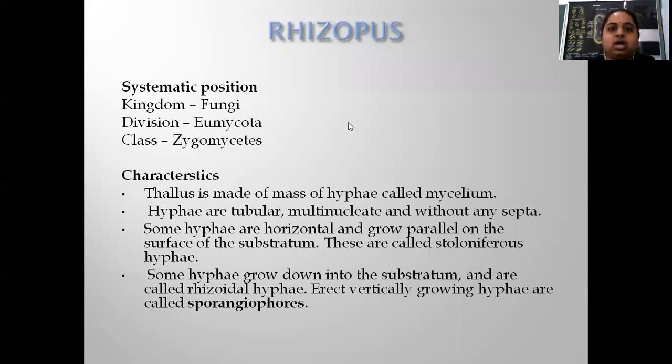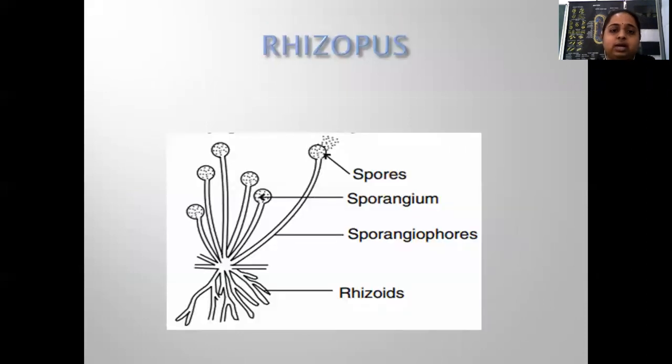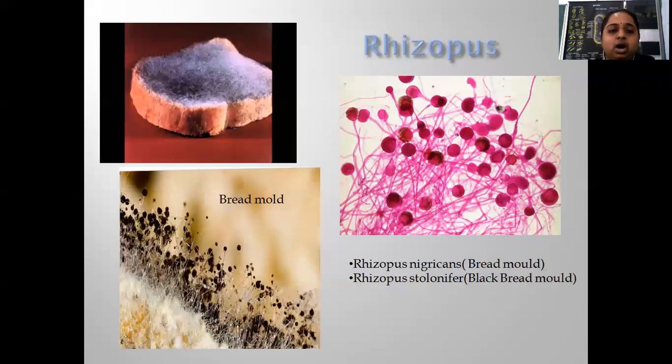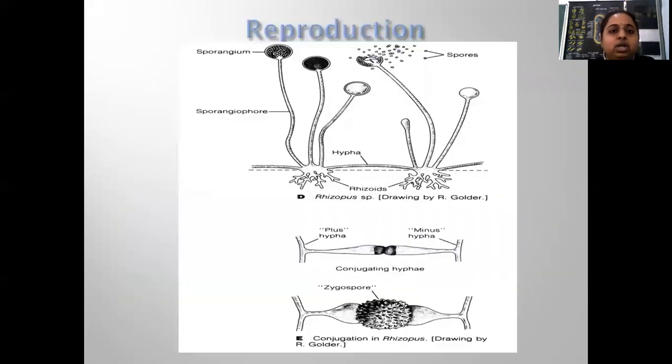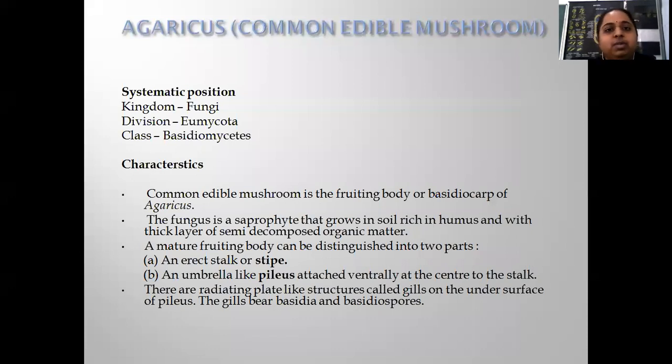We had discussed Rhizopus and I had told you the general characteristics of Rhizopus. We had discussed the systematic position, the characteristics and structure of Rhizopus, how you'll be able to recognize it under the microscope, its peculiar characteristics, and how reproduction takes place in the case of Rhizopus. Today, we will be studying the next specimen, that is Agaricus, which is called the common edible mushroom.